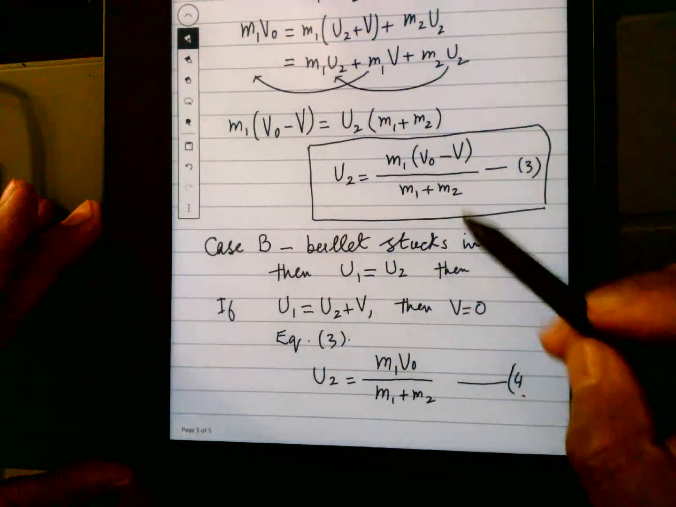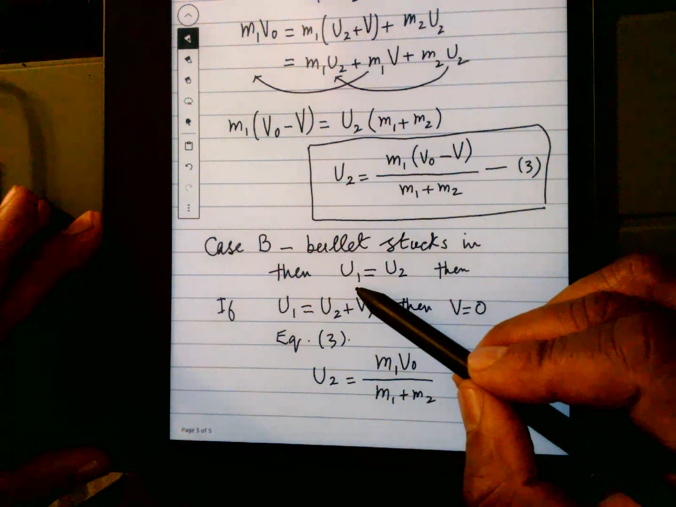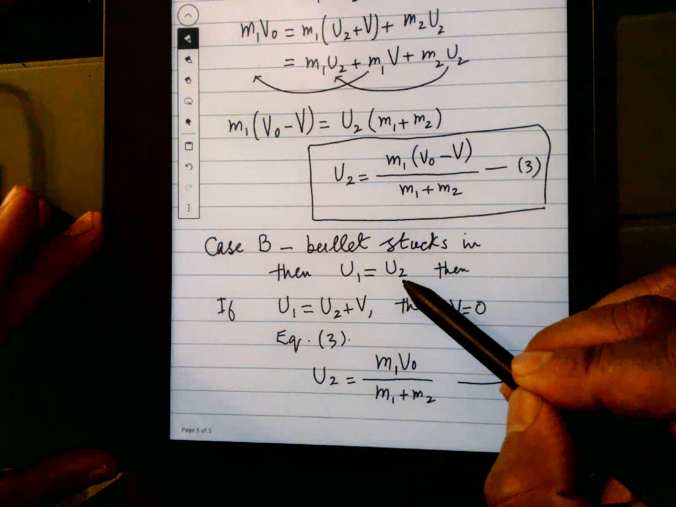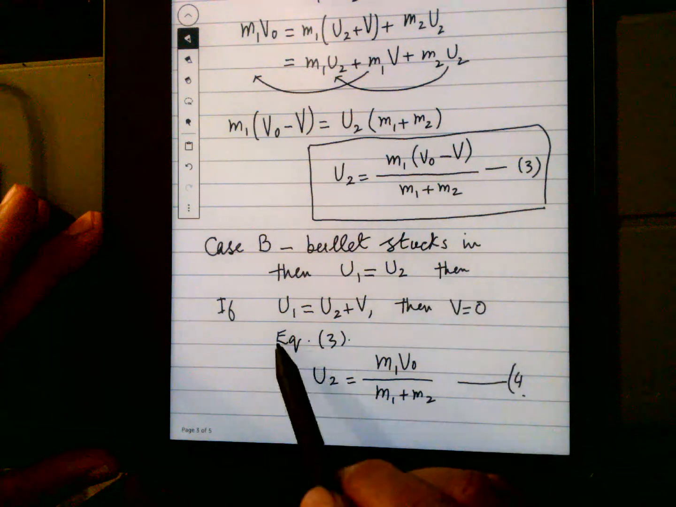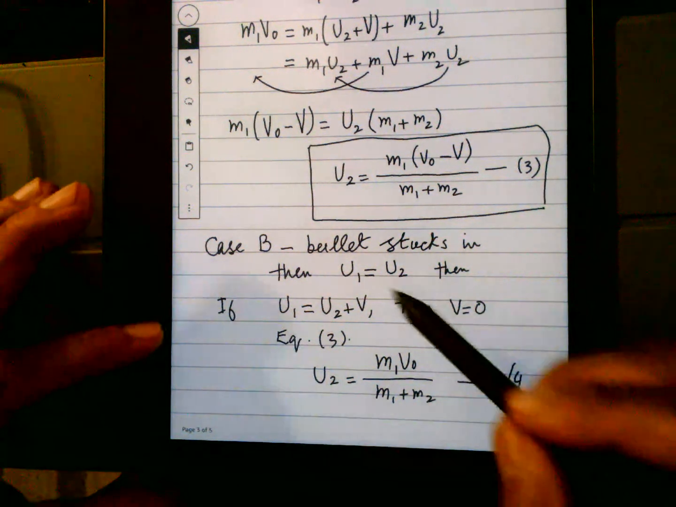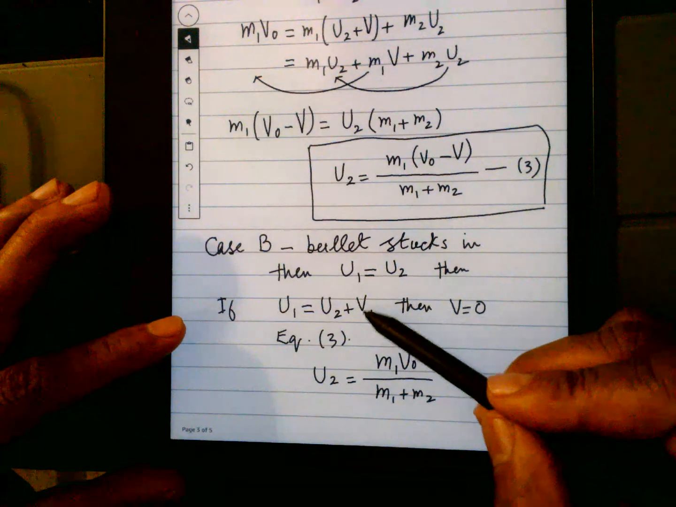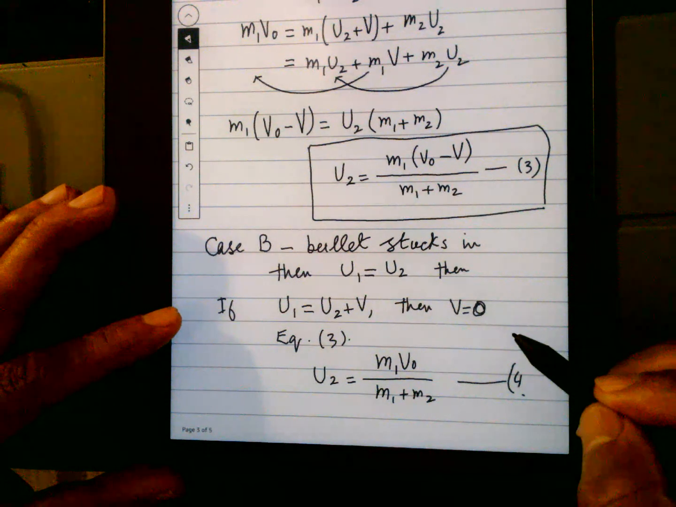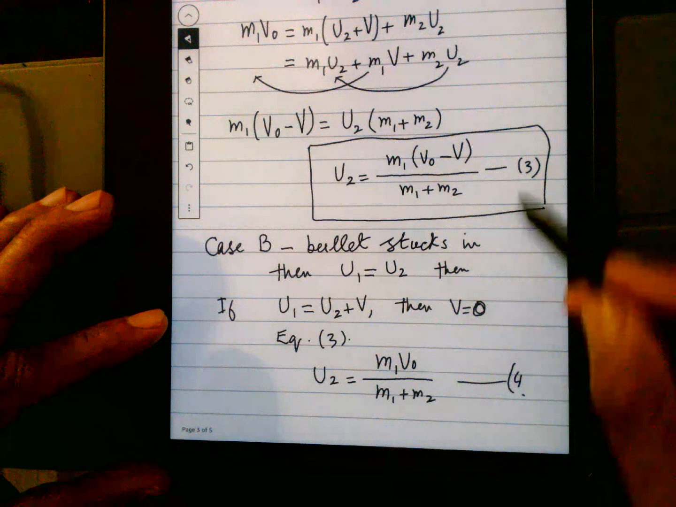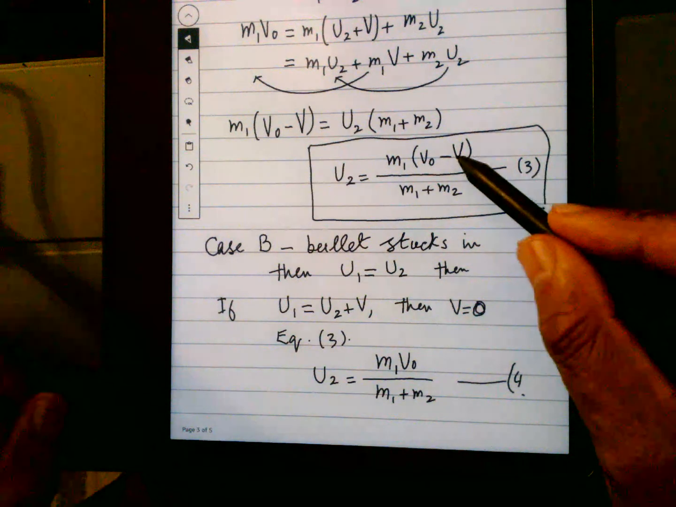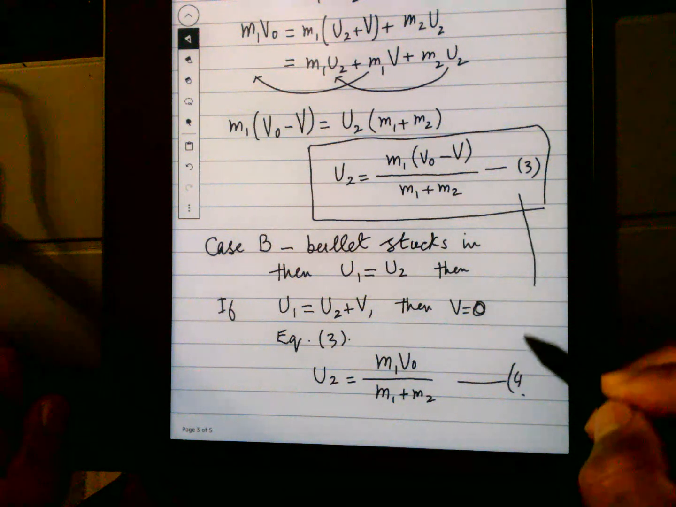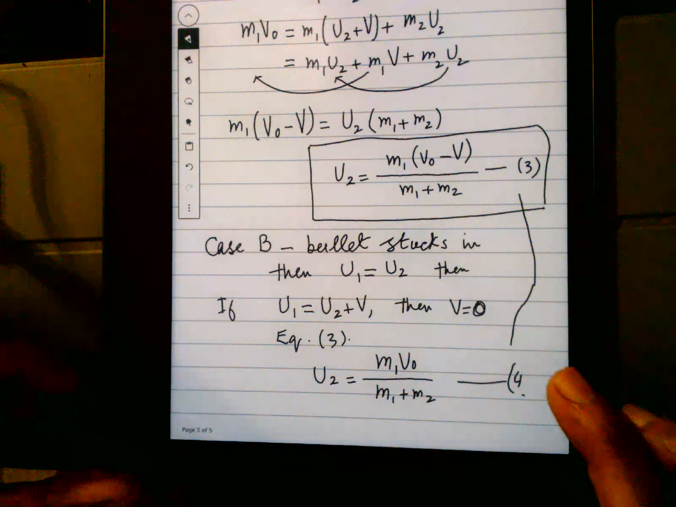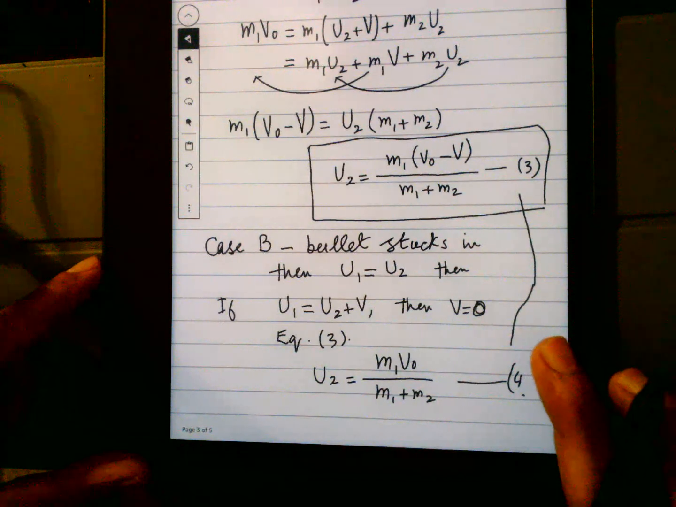Next case: the bullet gets stuck. When a bullet gets stuck, its final velocity is equal to the object velocity. If you put this in here, that means v is equal to 0. If v is equal to 0, equation 3 is modified to equation number 4. So we have equation number 4 for case B.